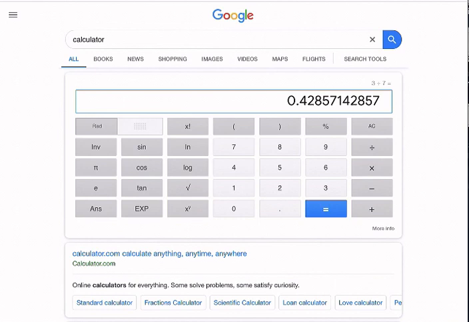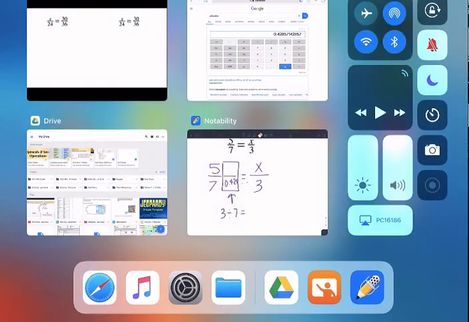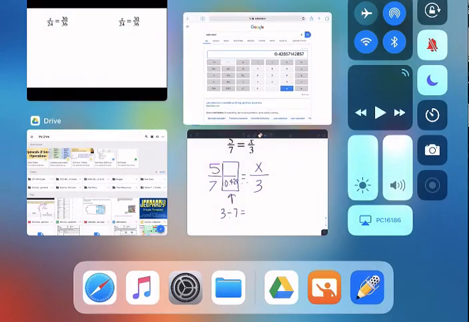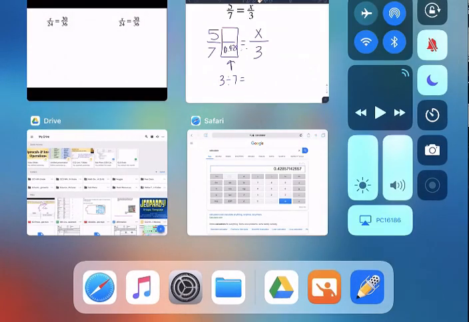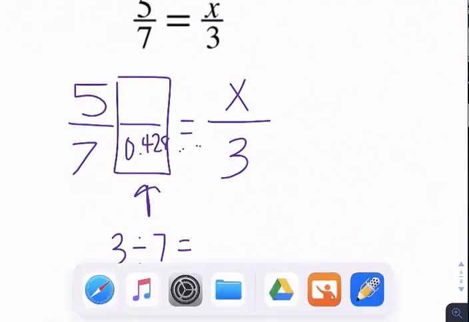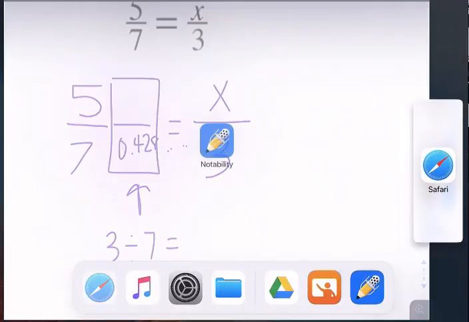I think I can get it to split screen. Let's see. There we go.